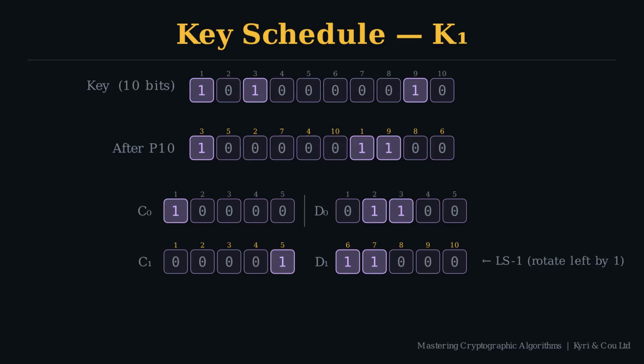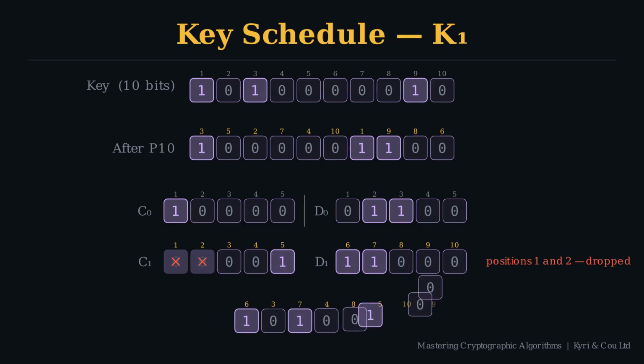Now we treat C1 and D1 as a single 10-bit string. P8 picks 8 of those 10 positions and shuffles them. 2 positions, the first 2, don't make the cut, they're simply dropped. The 8 bits that survive, rearranged, become one first round key. K1 is 10100100.